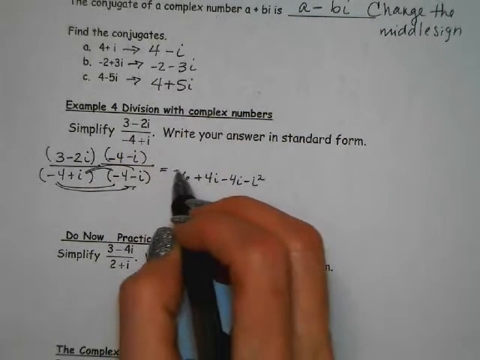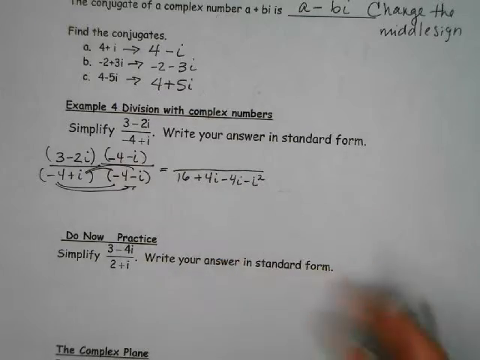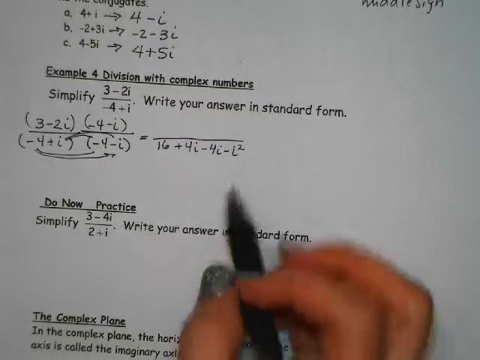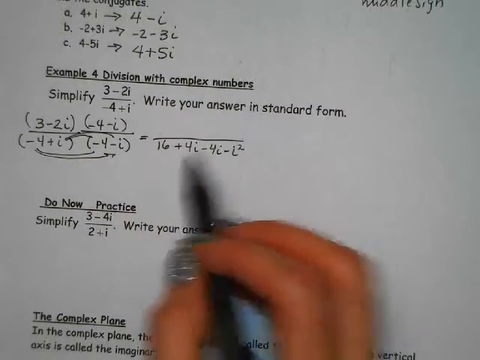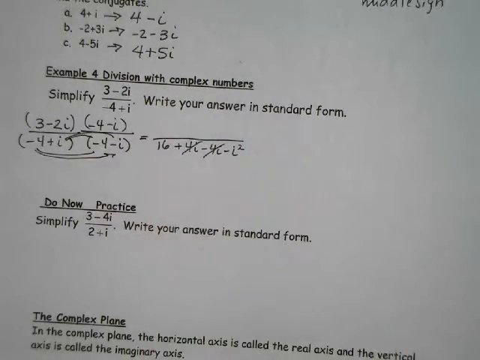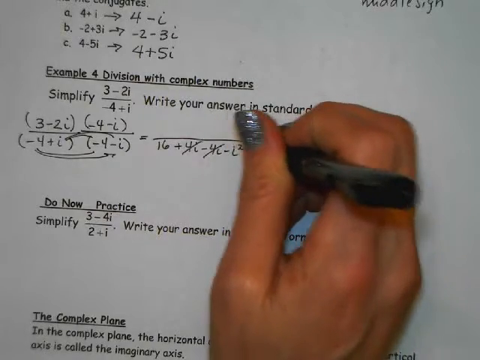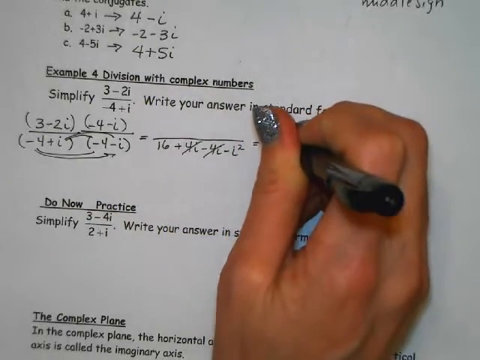Okay, so looking at trying to simplify the denominator, we're going to focus just on the denominator right now. We would combine like terms. Well, I have a positive 4i and a negative 4i right here, and those are going to cancel to be 0. So I'm really just left with 16 minus i squared.